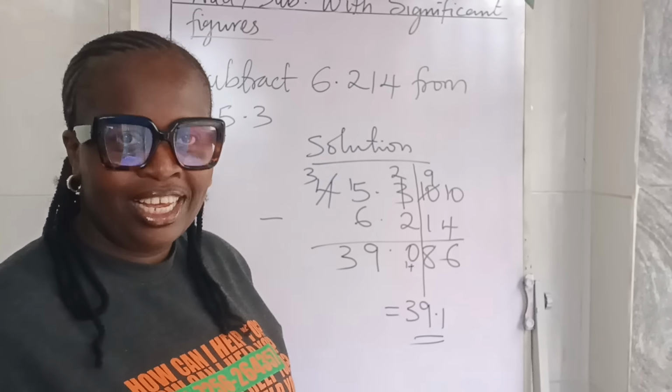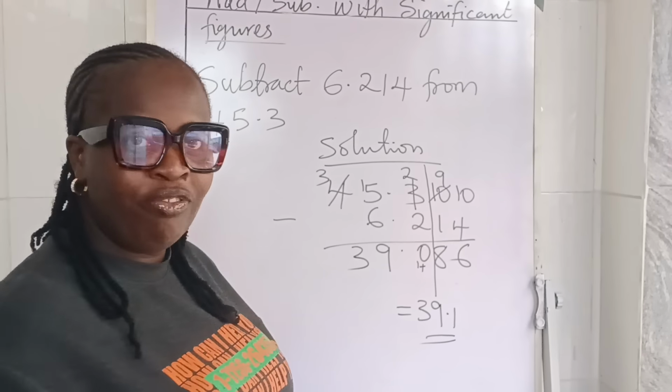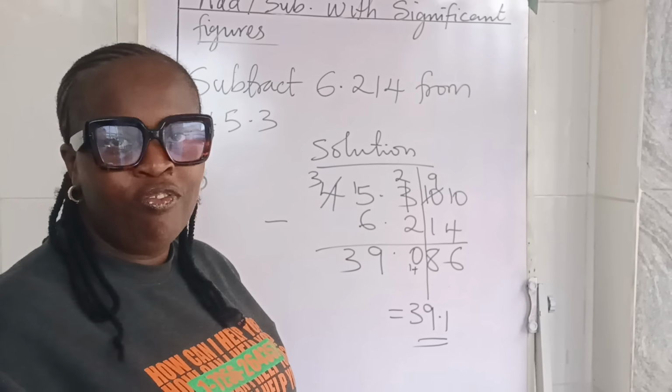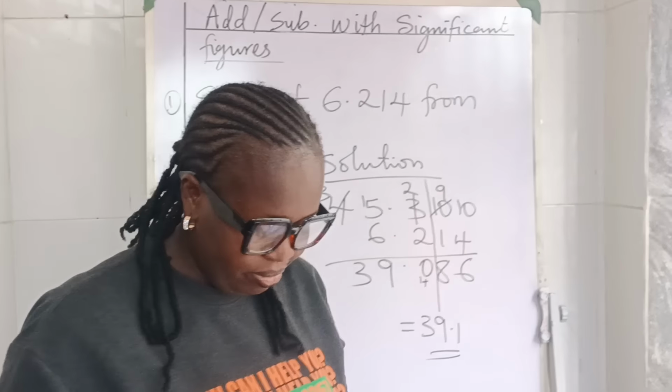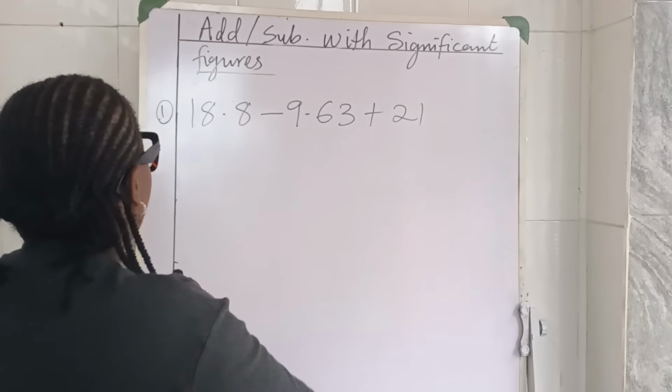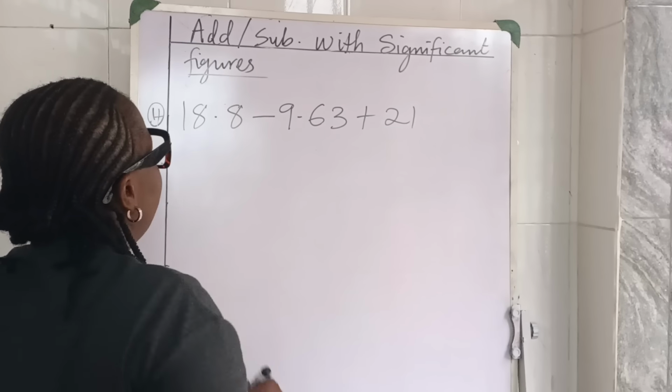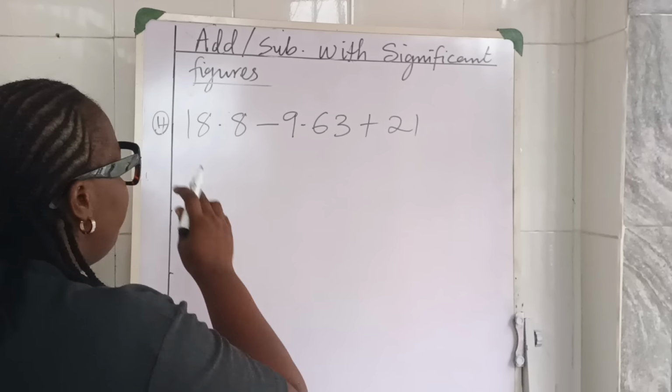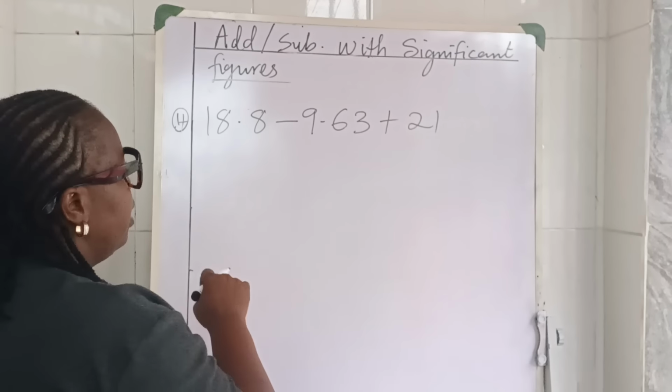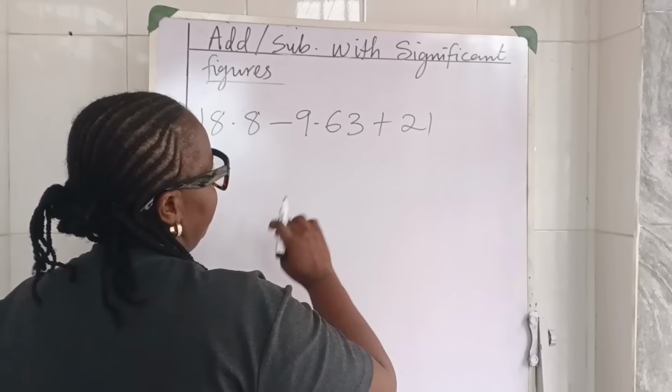Hope you are enjoying the class. Let's do the last one before I give you your activities. Now let's look at this number 4. I'm not even controlling the numbers. We have 18.8 take away 9.63 plus 21.